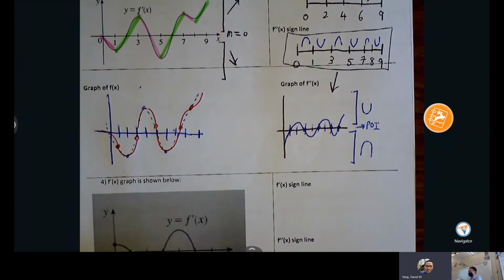Wait, what do we do with 9? Oh, 9 is the ending point. So nothing? Nothing, yeah, it just stops. Good. All right, so try number 4 on your own. Exact same format. And I'll just see how you do.